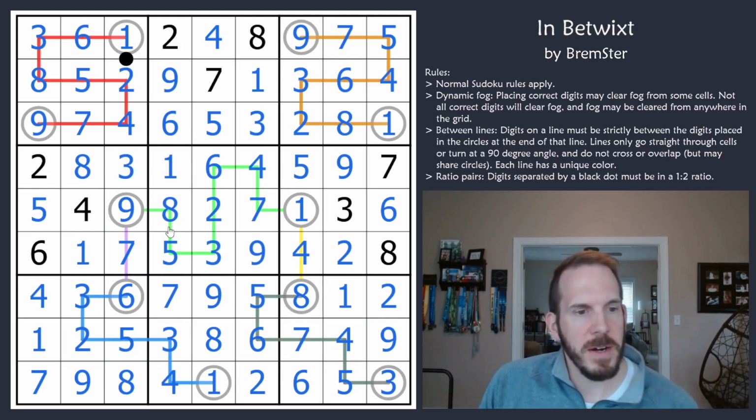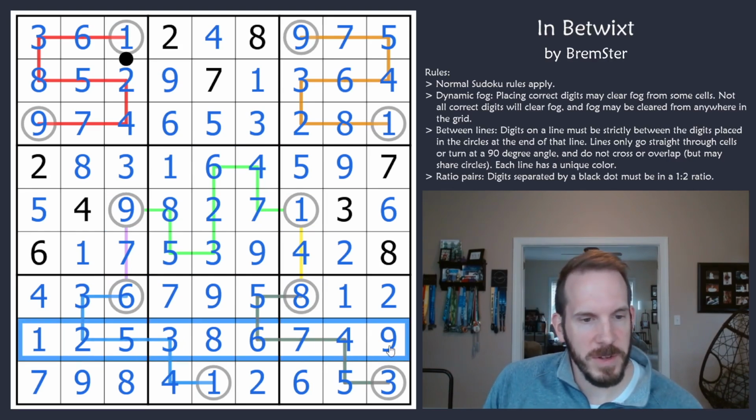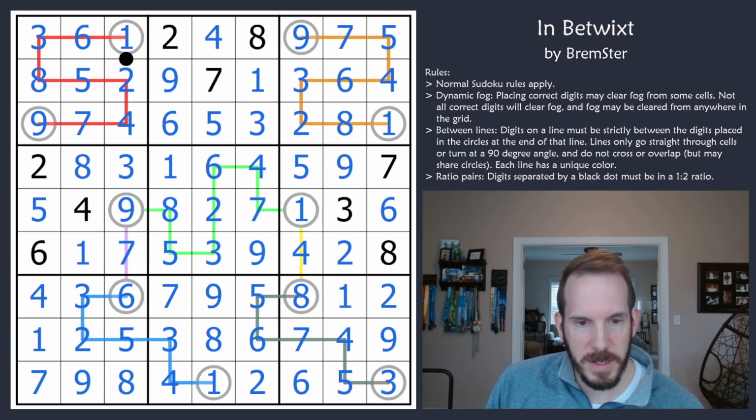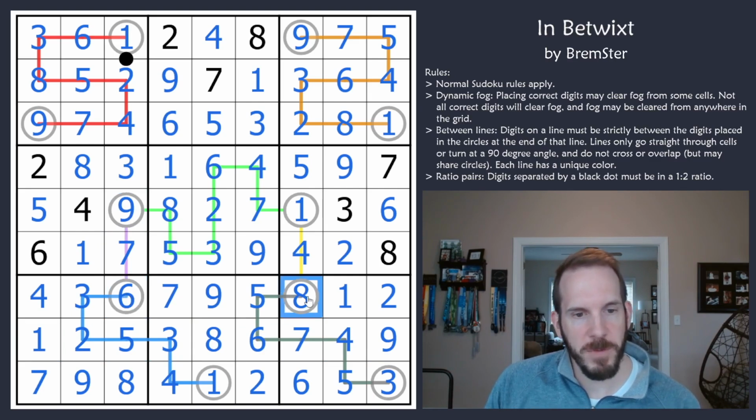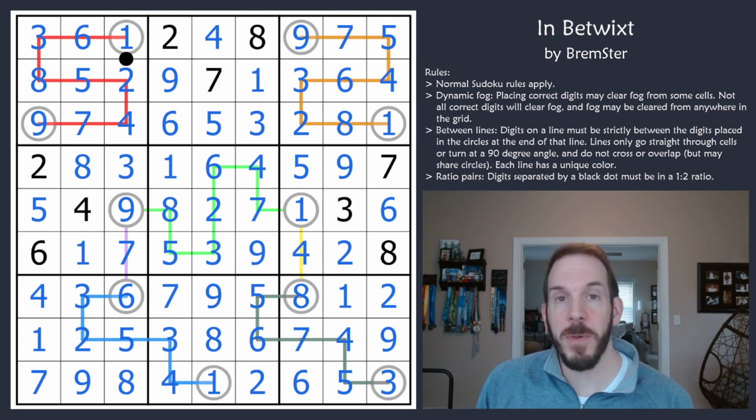I think probably the hardest step is this, to notice these restrictions in row 8 based on what can go in these circles, just sort of limiting where 1, 8, and 9 went, and then further limiting based on this between line capping the value of here. So we forced 8 up here. Really nice puzzle. I hope you all enjoyed it as well.